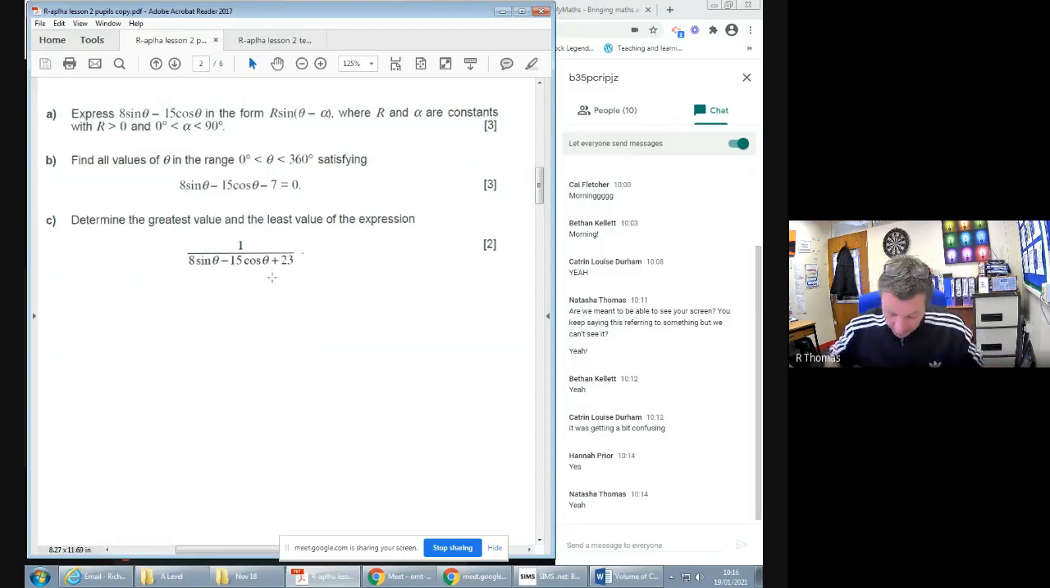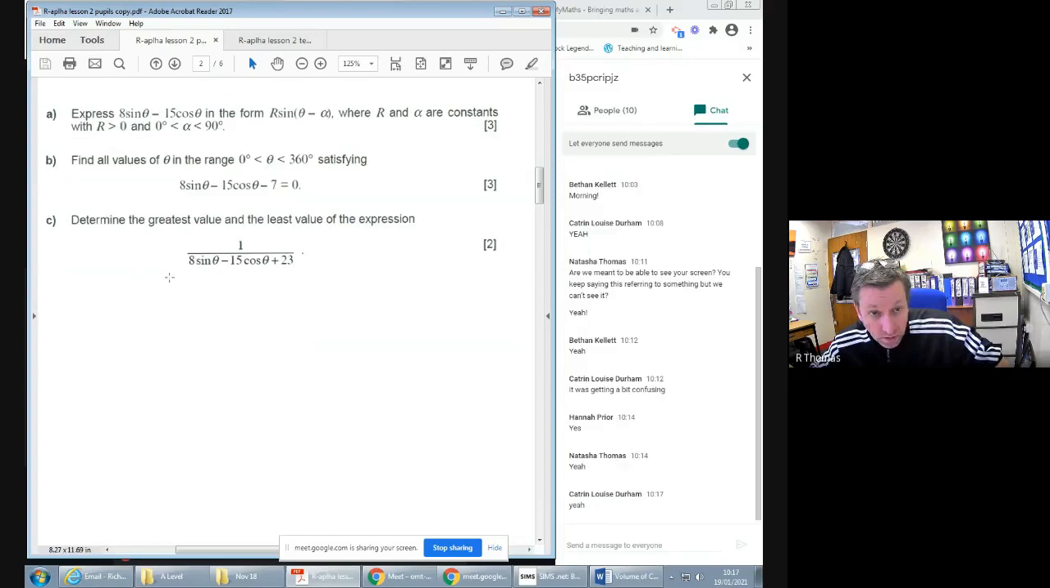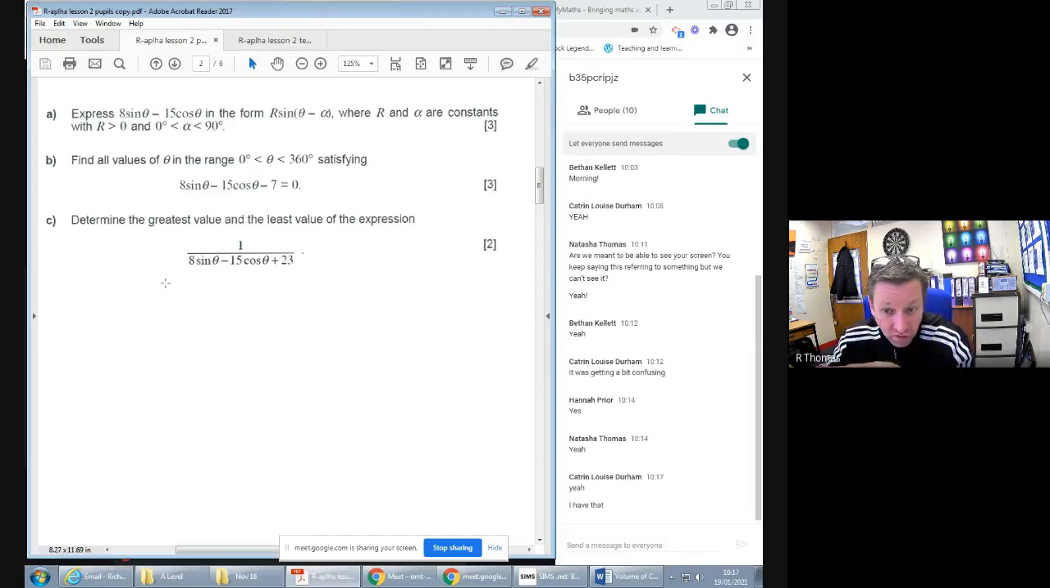So I'm hoping you have r cos alpha equals 8 and r sine alpha equals 15. Anybody got that? Anybody willing to fib and just say yes so I know I can move on? Brilliant. Thank you, Catherine. Now, if you square, add, and root those values, because the sine squared plus cos squared will disappear, then I can work out the value of r, right?